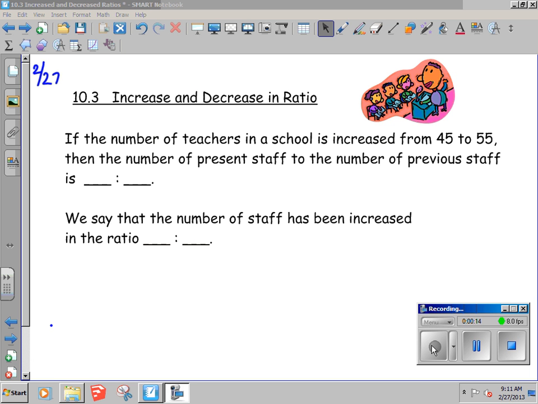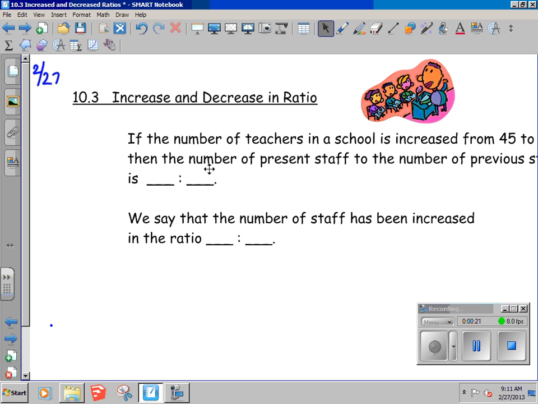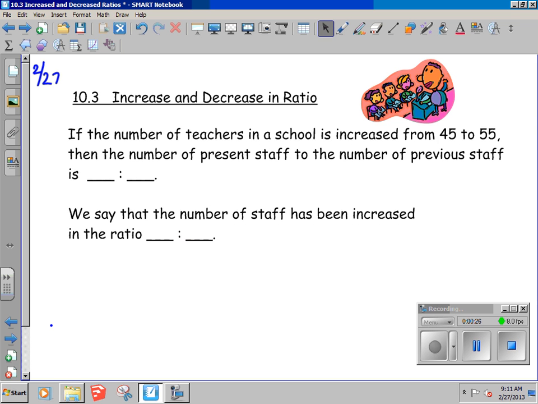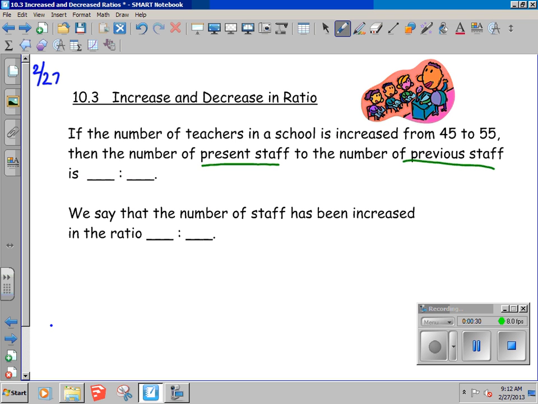So in this first example, we have that the number of teachers in the school has increased from 45 to 55. Then the number of present staff to the number of previous staff is what? Present to previous. Jack? 55 to 45. Because it asks for present staff first. Remember, order is important. Present to previous is 55 to 45.